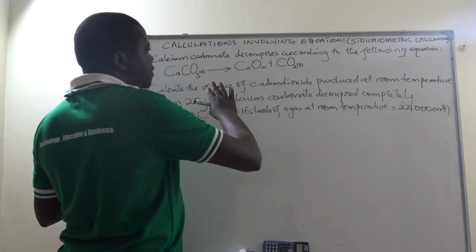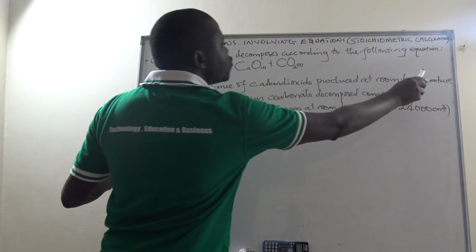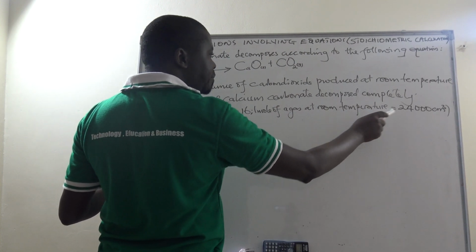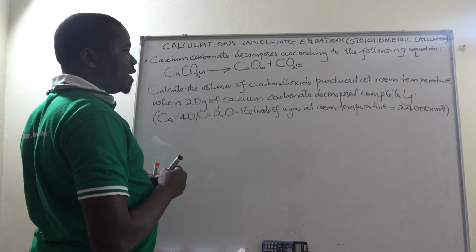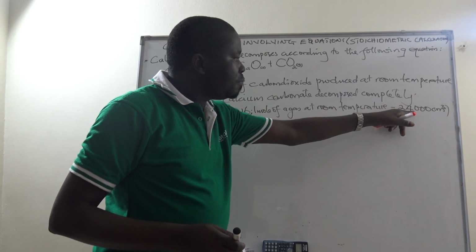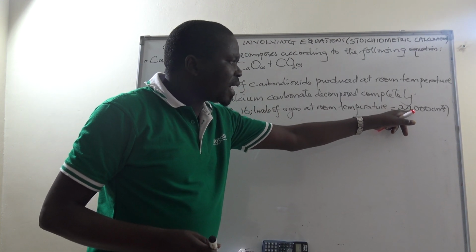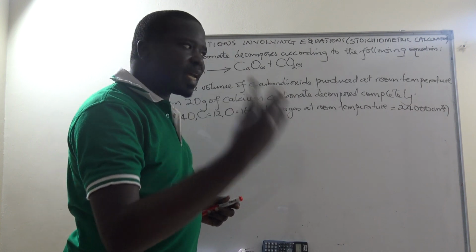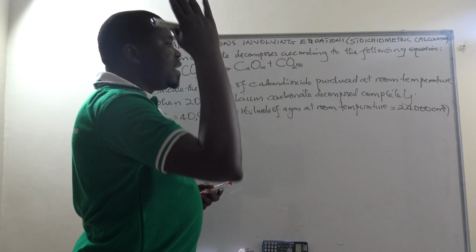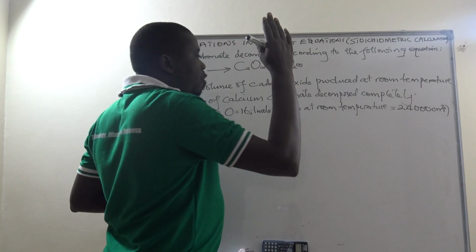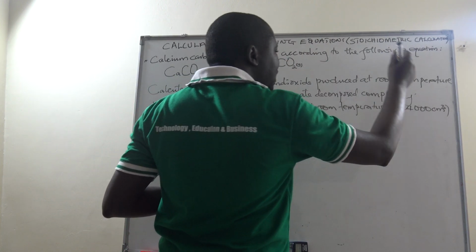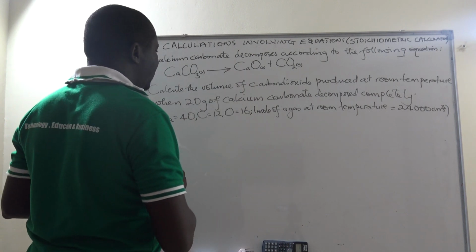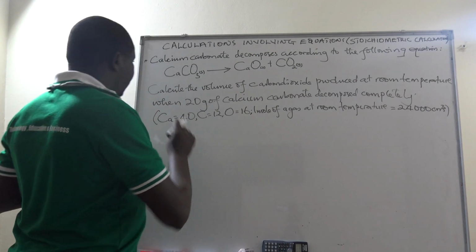So we have been told that this reaction here took place at room temperature. And then we have been given the molar gas volume at room temperature being 24,000 cubic centimeters. If you are given the molar gas volume in cubic centimeters, do not forget and put liters or cubic decimeters. Adhere to or strictly continue with what you have been given, and then you have to make sure that volume remains in cubic centimeters. Now, off we go.